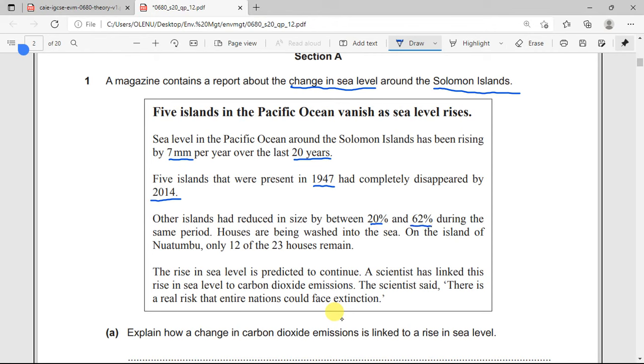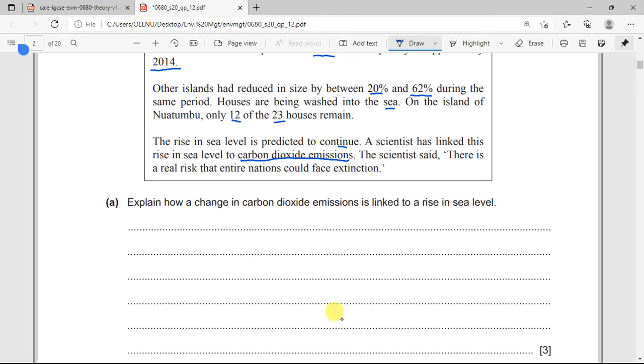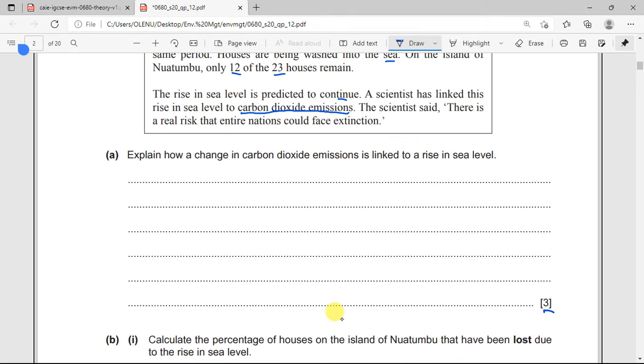Houses are being washed into the sea. On the island of Nuatumbu, only 12 of the 23 houses remain. The rise in sea level is predicted to continue, and a scientist has linked this rise in sea level to carbon dioxide emission. The scientist said there is a real risk that the entire nation could face extinction. Based on this text, the first question is a 3-mark question: explain how change in carbon dioxide emission is linked to sea level rise.